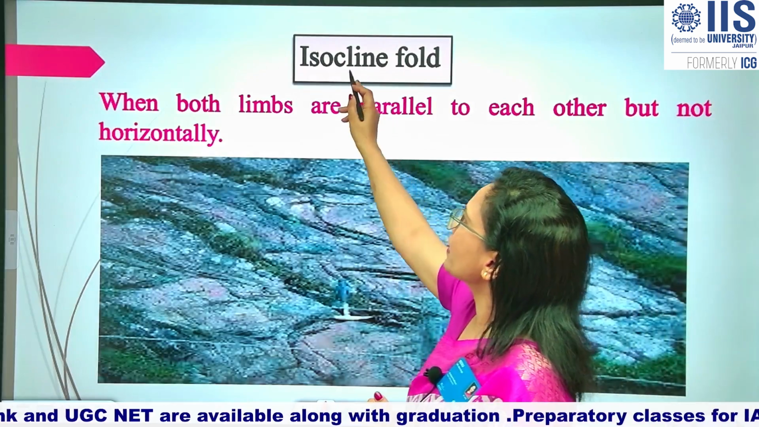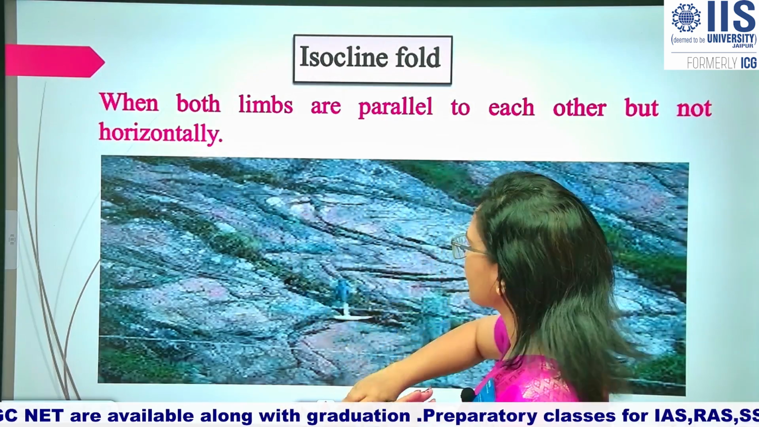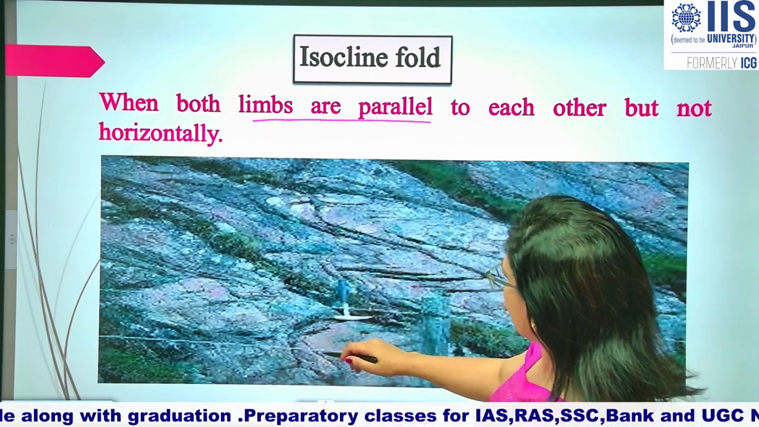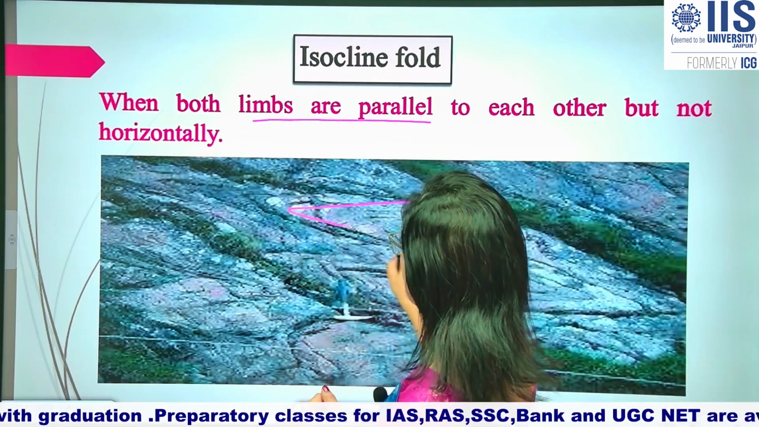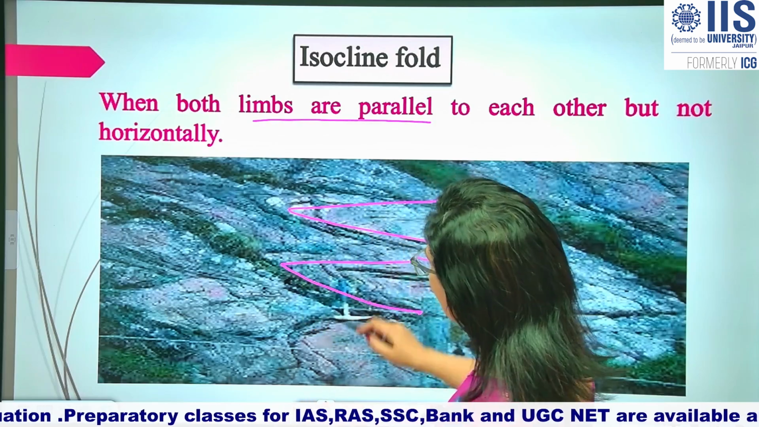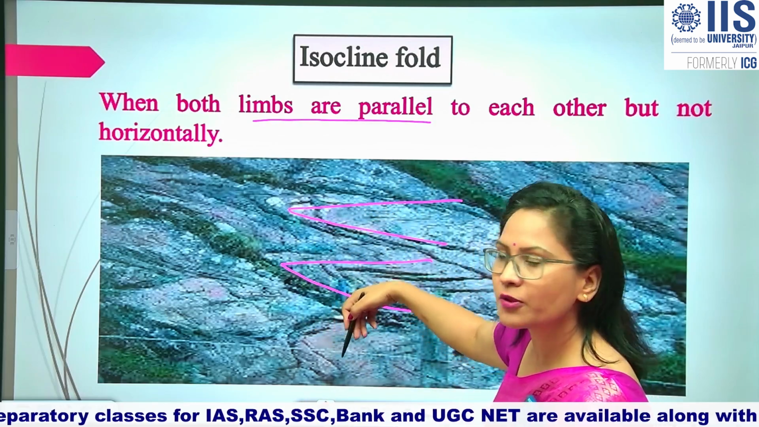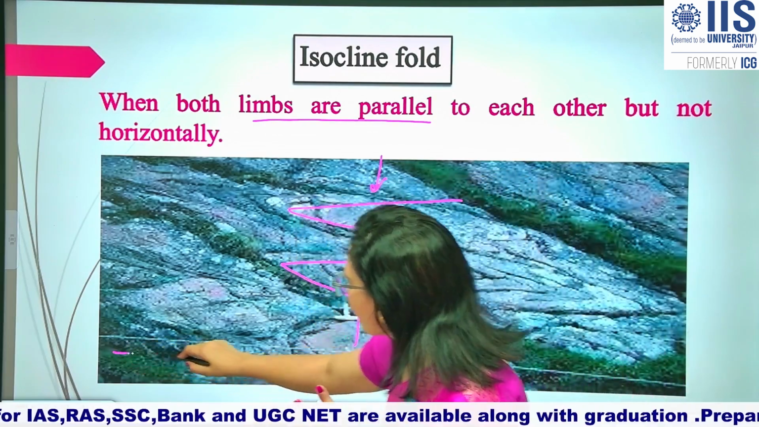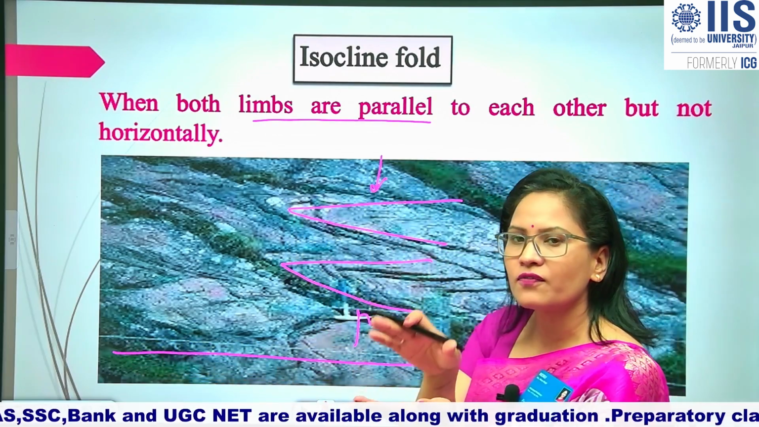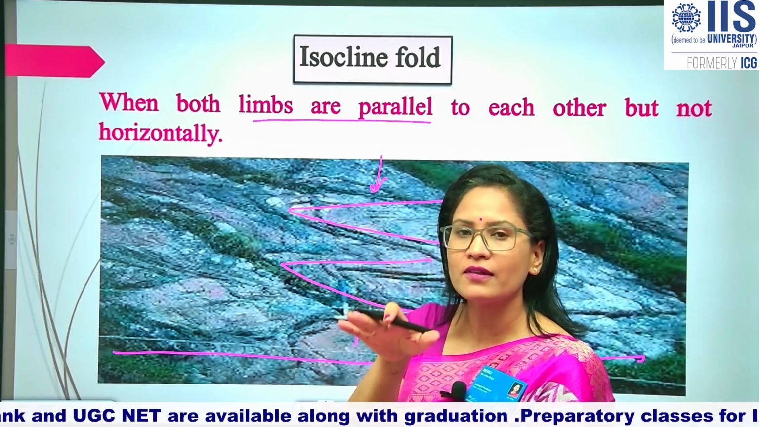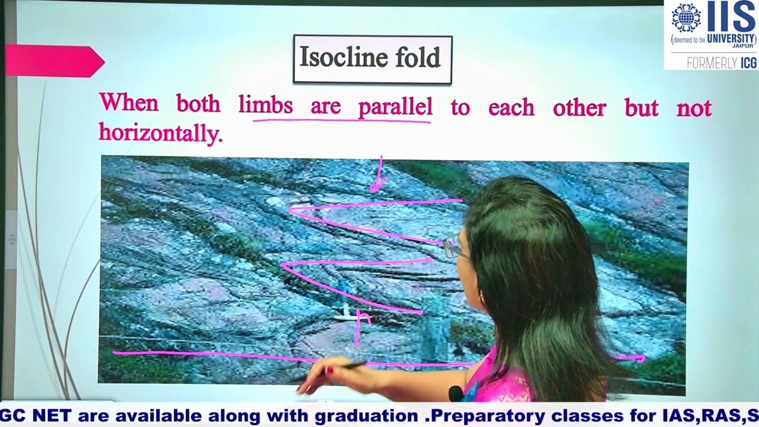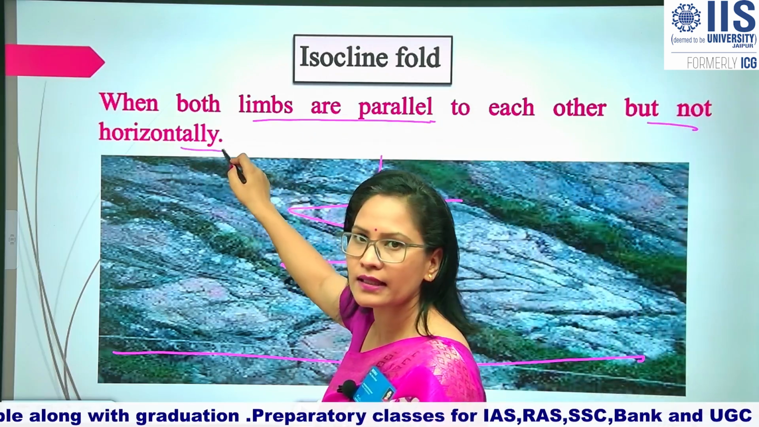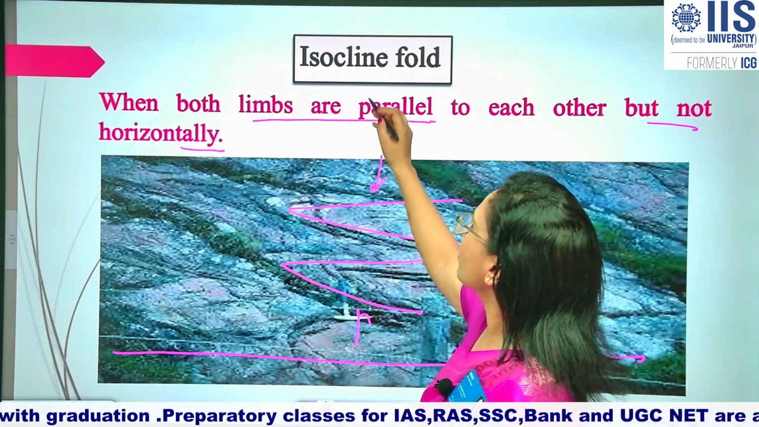Second is isoclinical. If the force is continuous and equal as well, then both limbs are parallel. For example, this one, this one. So both are parallel to each other now. It means that the force is equal, but they are not parallel to the horizontal axis. अर्थ सरफेस के साथ में कोई भी पैरेलल एंगल नहीं बन रहा है. What does it mean? That if the limbs are parallel to each other but not to the horizontal axis, then these kinds of folds will be known as isoclinal.